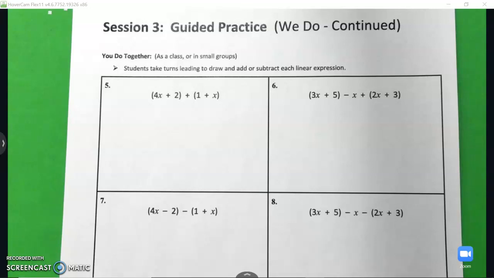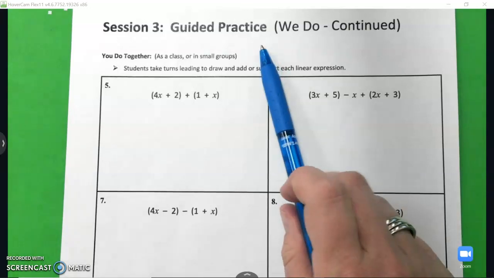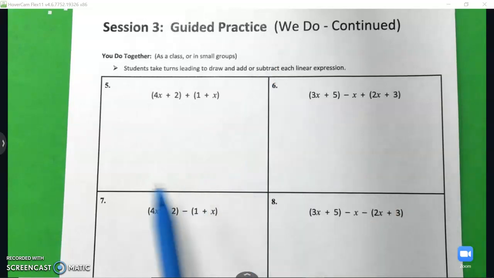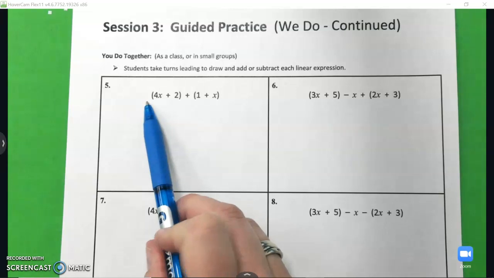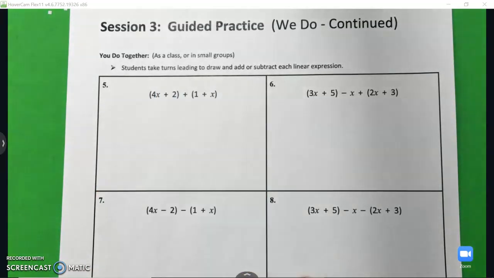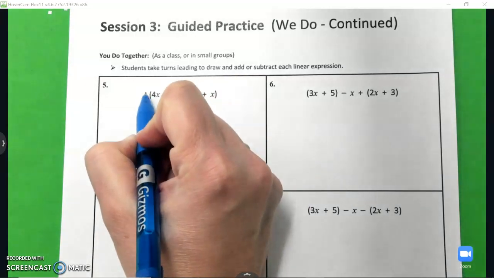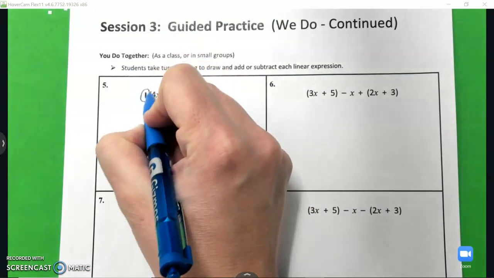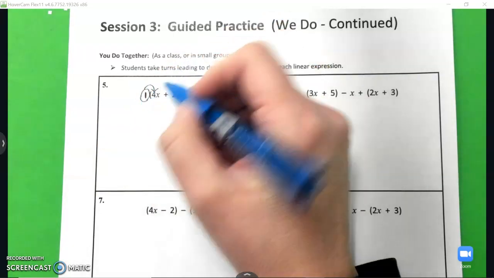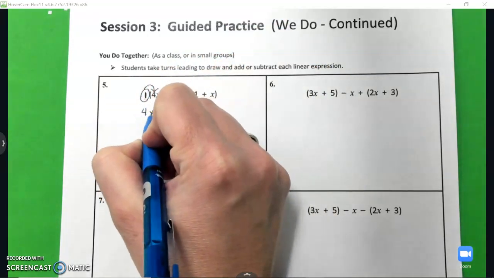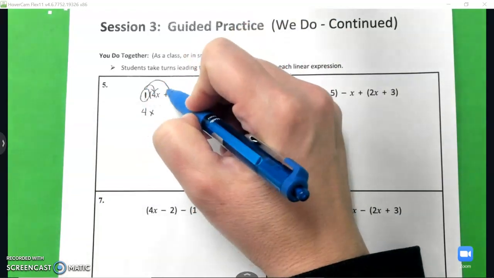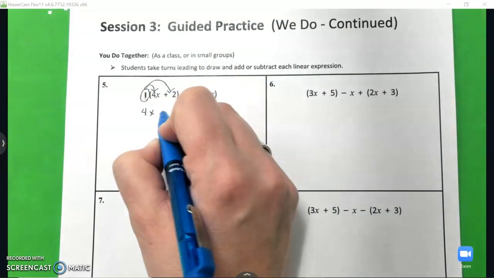Okay, today we're looking at session 3, our guided practice. Same thing, we're combining like terms, but first we need to do our distribution. On the outside of our parentheses, we're always looking for that number. And if there's no number on the outside, we're putting in the number 1. So we're going to take 1 times each term on the inside. 1 times 4x is going to be 4x. And 1 times 2 is going to be 2.